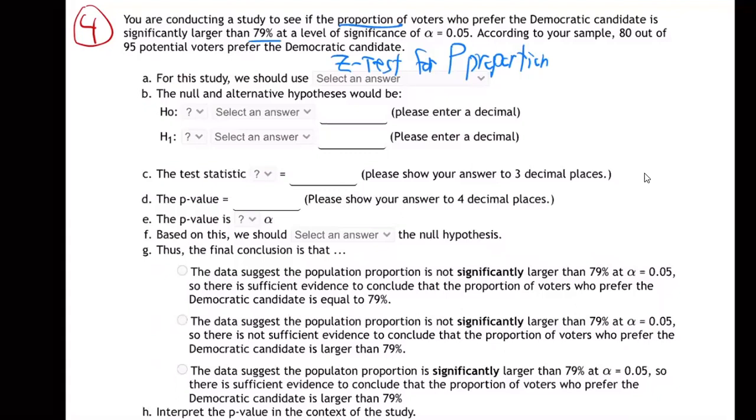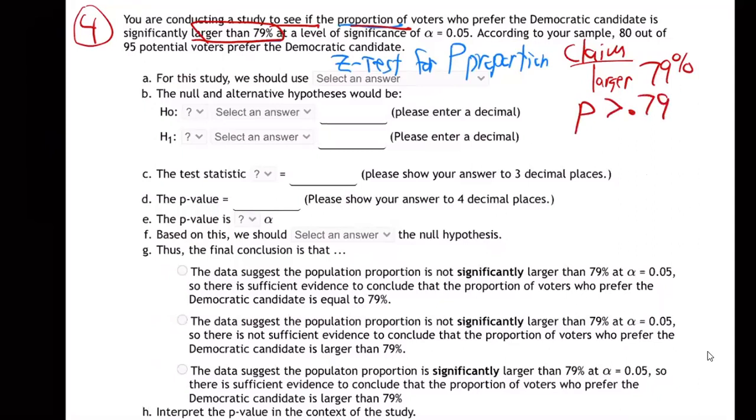Okay, remember what we have to do before we do any of that other stuff? We've got to write the claim, right? So what is being claimed? You see it in there? You're trying to see if the proportion is larger than 79%. That's what you're studying. Larger than 79%. So that means I've got to write P greater than 0.79.